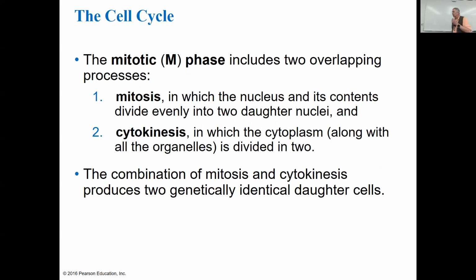Okay, the mitotic process divides into 2 overlapping processes. And the book divides this up, and I don't usually do this. Mitosis, in which the nucleus and its contents divide evenly into 2 daughter nuclei, and then cytokinesis, in which the cytoplasm, along with organelles, is divided into 2. I usually don't separate out cytokinesis as a separate process. I think of it as a hallmark, or process that occurs in what's called telophase, which is the last phase of mitosis. That's where cytokinesis occurs. But you can think of it in either way. So the combination of mitosis and cytokinesis produces 2 genetically identical daughter cells.